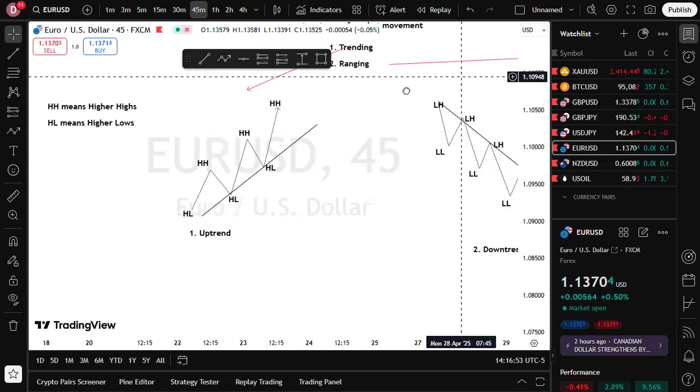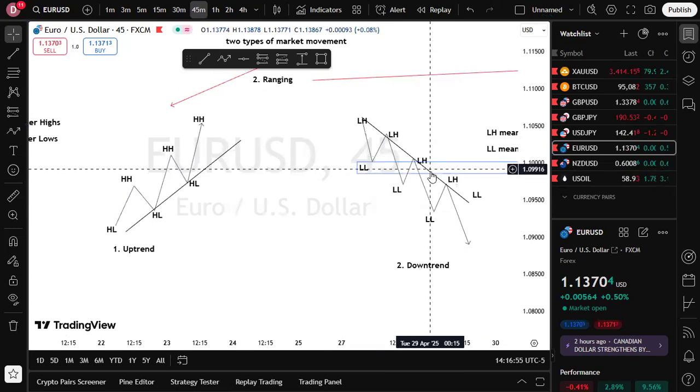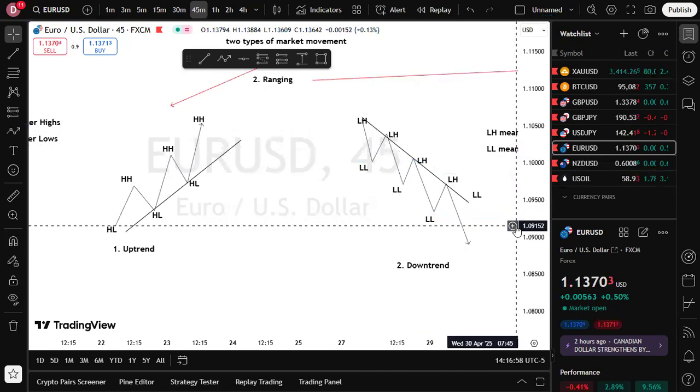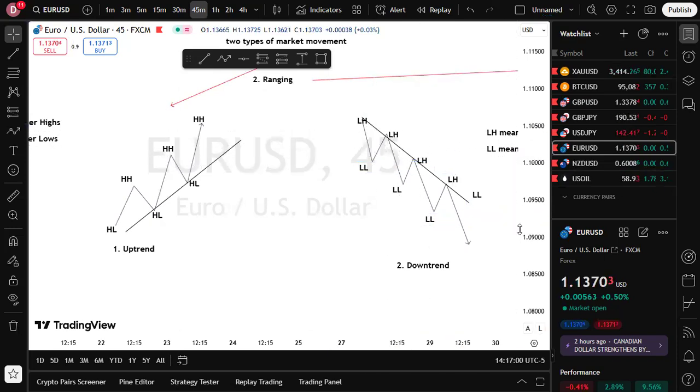While for a downtrend, you can see the way I'm connecting it as well. Right, so you use trend line to connect your points together. Either you're connecting your lows or you're connecting your highs together. This is what trend line is.